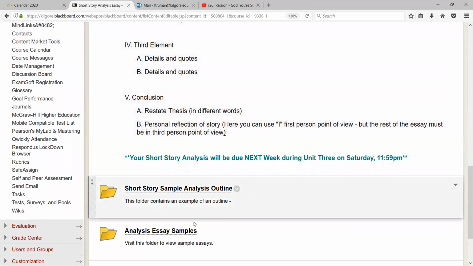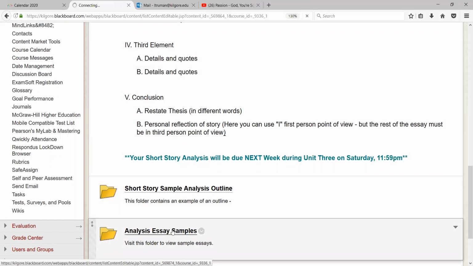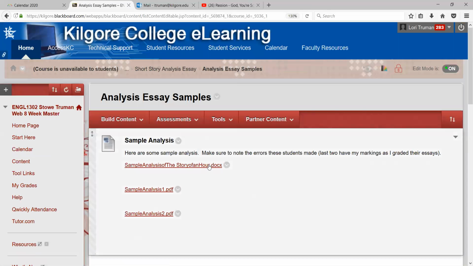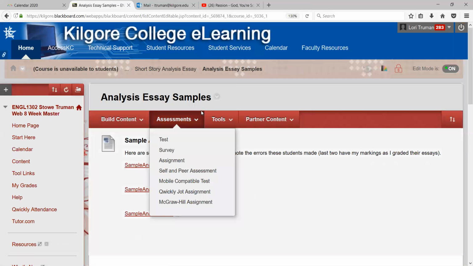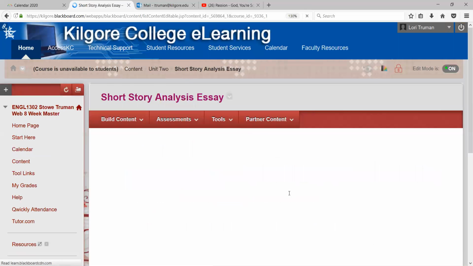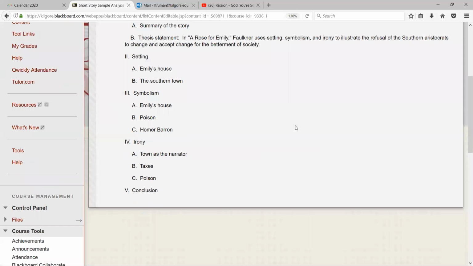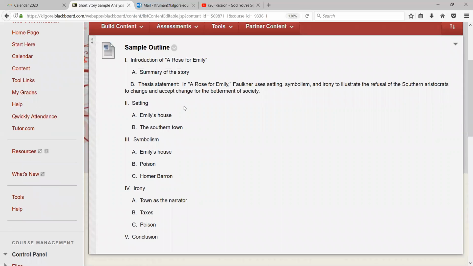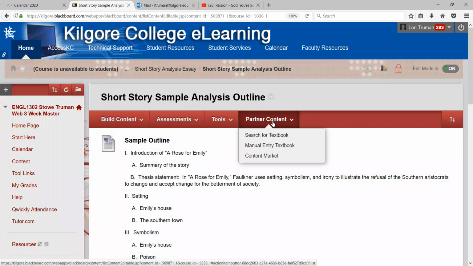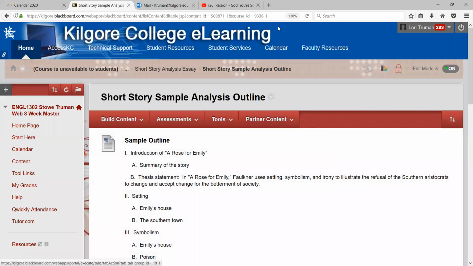Also, I have sample analyses from former students in this folder that you can read through, these 3 analyses. I also have a sample and outline over A Rose for Emily. So if we were to do A Rose for Emily, this is kind of what I want. Again, what does the story mean to you? What are the main elements from the ones that we've studied the last 2 units? How can I apply that to this story?